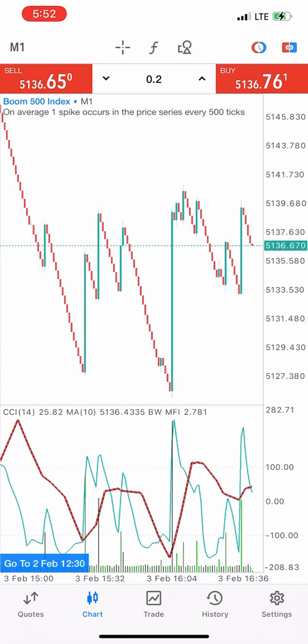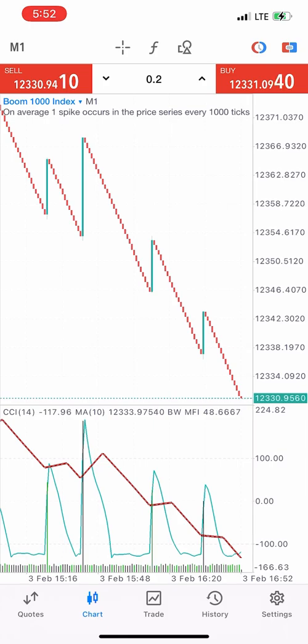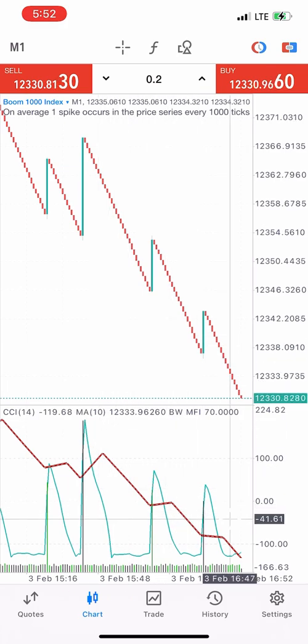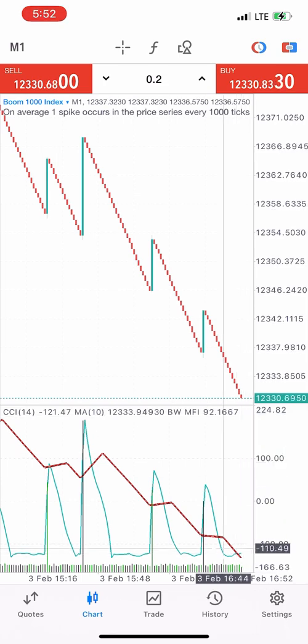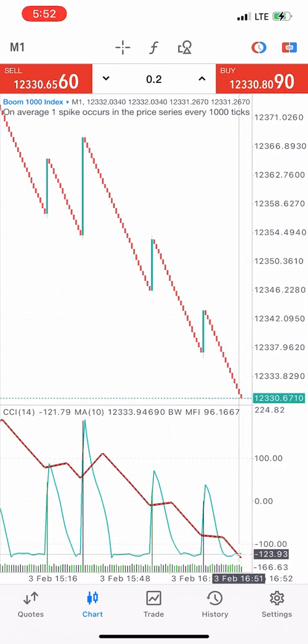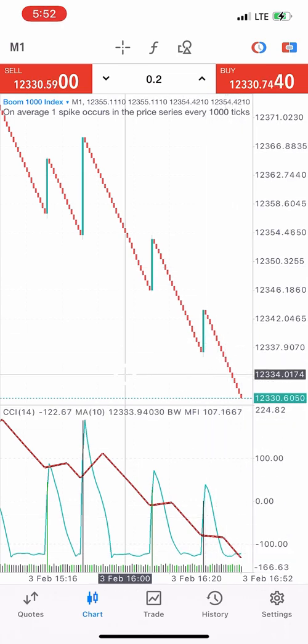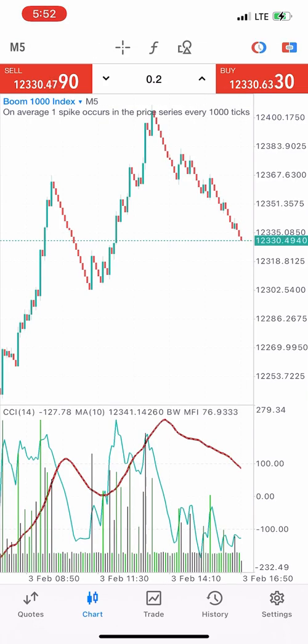Boom 500 index. Okay, I'm trying to see if we can get an entry. No entry. Boom 1000. Boom 1000 is still on the downtrend. And as you can see from here, the downtrend is massive, guys. So when you see this kind of downtrend, you can simply avoid the market. You can see it crossed below the red moving average, you get a spike. So this kind of market, guys, I'll advise you to avoid it. Why? It will spike, but the spike might not be worth it.